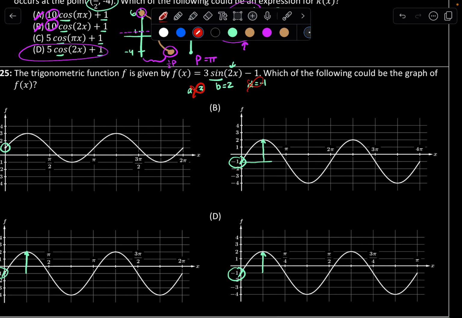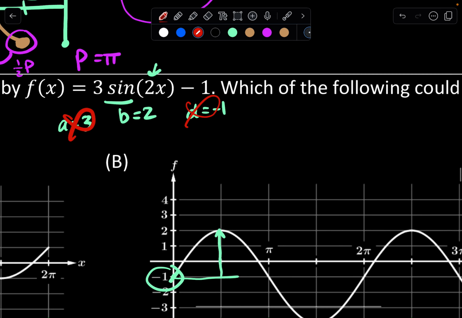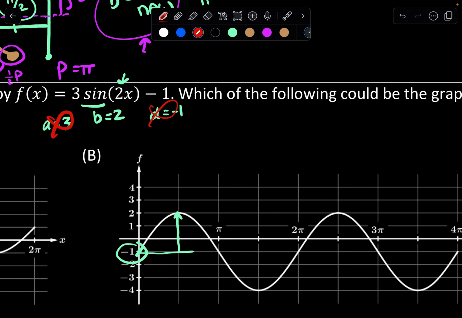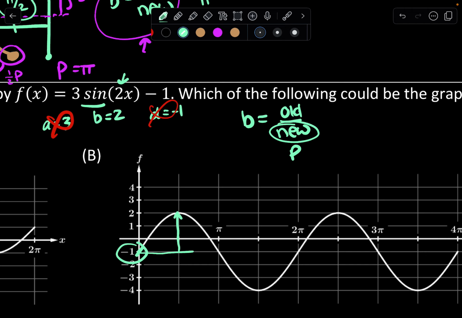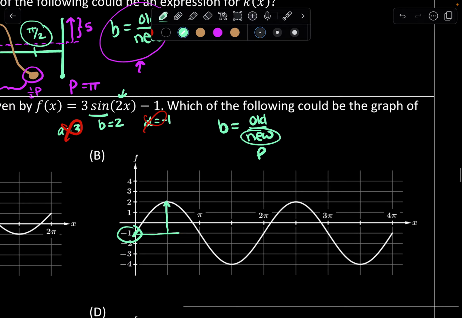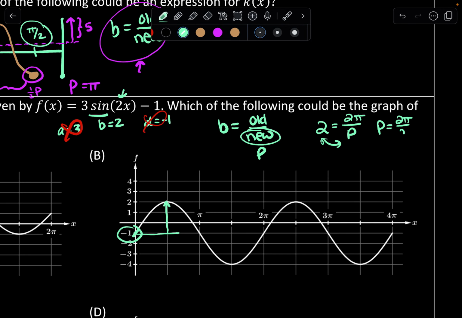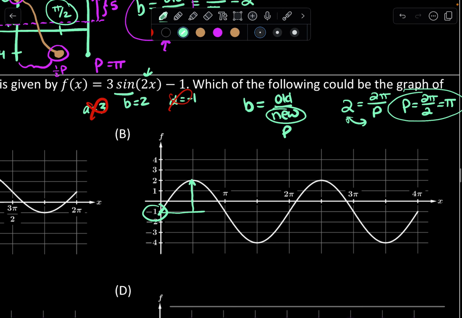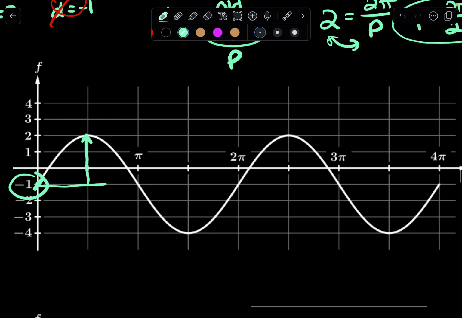So now we have to rely on the B value. So again, the B value is not the period. It's the ratio of the old and the new period. So we'll have B is old over new. I want to find the new period, which in AP Classroom you'll see as P. So my B value is 2. The old period is 2 pi, and then I want to find P. So if I switch these two, I get P is equal to 2 pi over 2, which means we get pi. So that means the new period is a length of pi. So that means I should see the same event occur a pi later.